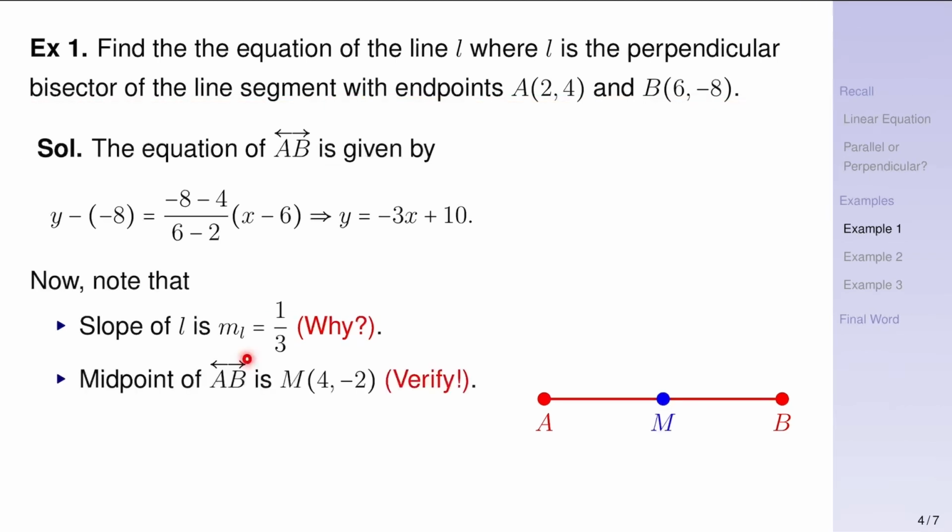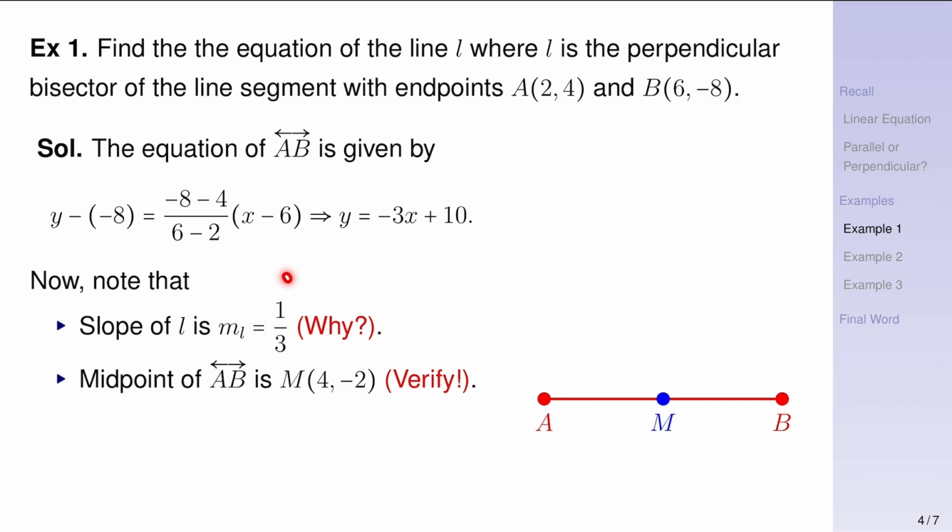Take note that the midpoint of the line AB, actually this one should be line segment, just take note of that correction, is given by the point 4, negative 2. I'll just leave that to you to verify. All you need to do is to use the formula. Take the average of the x-coordinates to obtain 4. Take the average of negative 8 and 4 to obtain negative 2. And then once you have this, we are done.